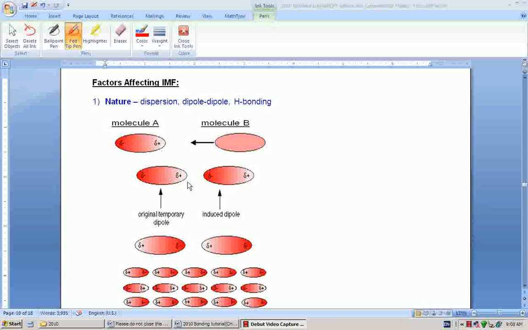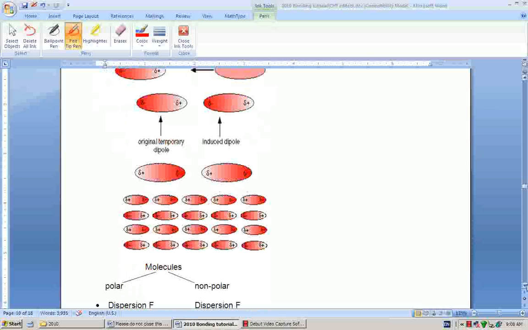So this is a temporary dipole, and it will induce a dipole with the neighboring molecule. Here delta plus will induce delta minus on the right side, and so on. So at every single moment, it's able to induce various dipoles. And in the next moment, all these dipoles may change. So another name for dispersion forces is basically induced dipole interactions.